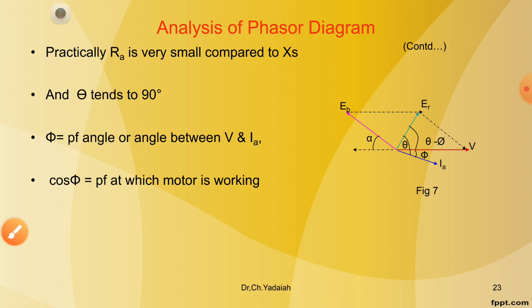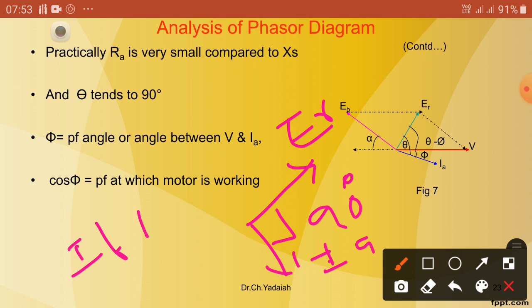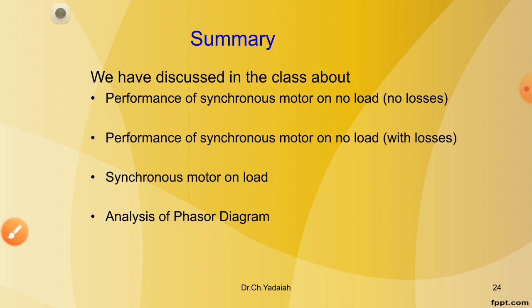That means ER and armature current are always 90 degrees apart, if RA becomes a negligible small value, so that the synchronous impedance is very large as compared to the RA. Then the power factor angle phi is the angle between V and IA, and cos phi is the power factor at which the motor is working.